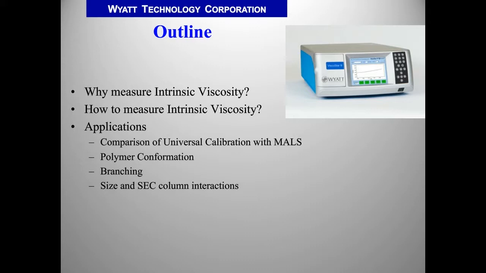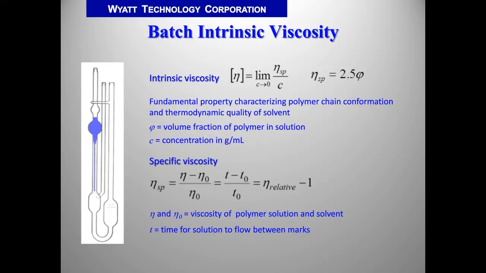Then we'll talk about applications including a comparison of universal calibration with multi-angle light scattering, with applications to polymer conformation and branching. And then we're going to end with an example of measuring hydrodynamic radius and how you can use viscometry to really understand non-ideal SEC column elutions. And now I'm going to turn it over to Stepan for the background.